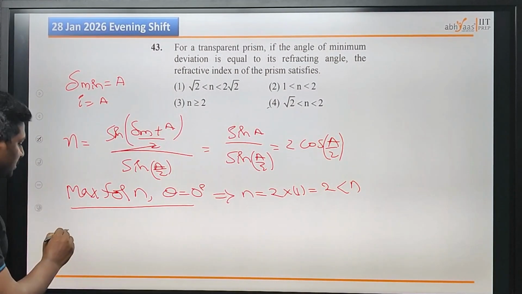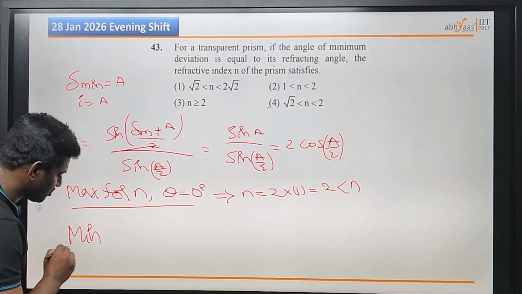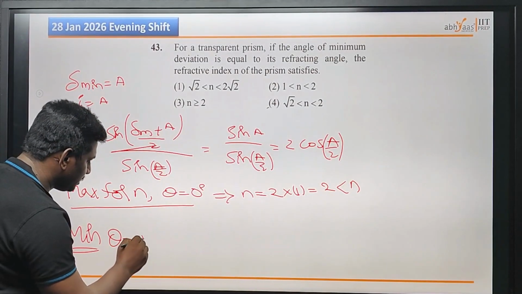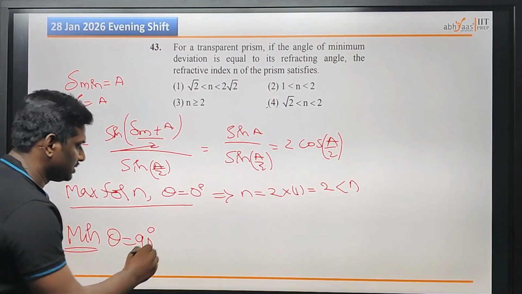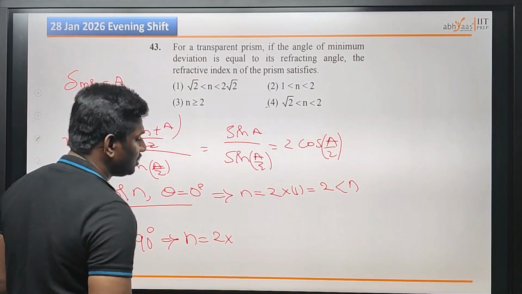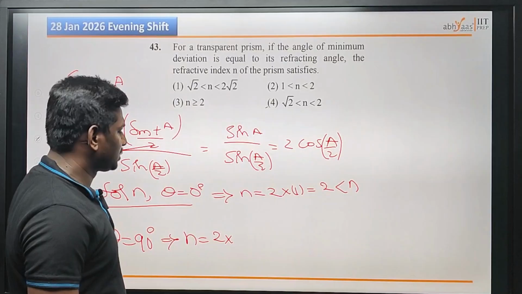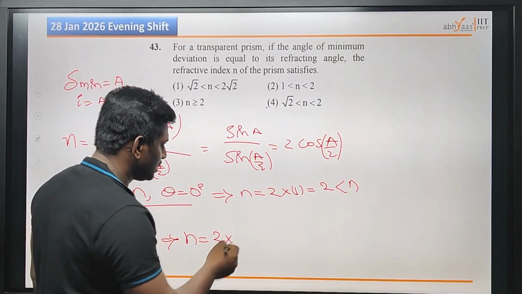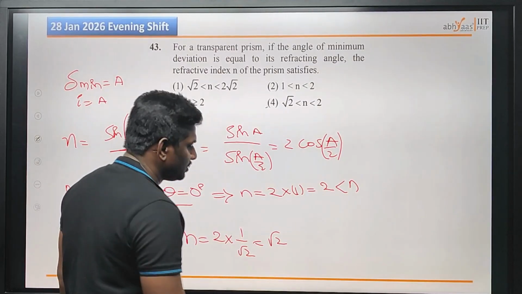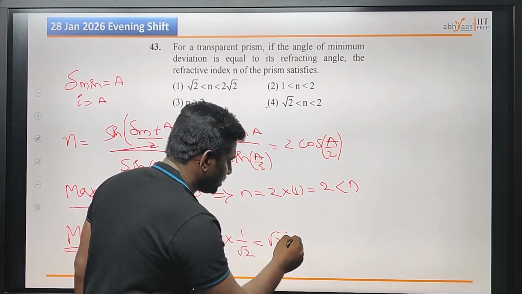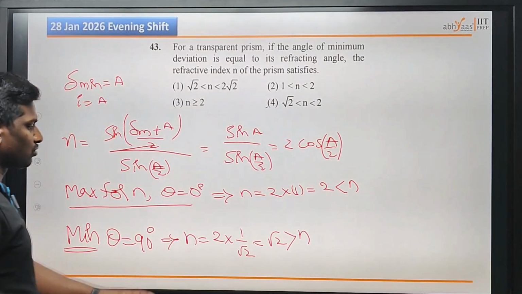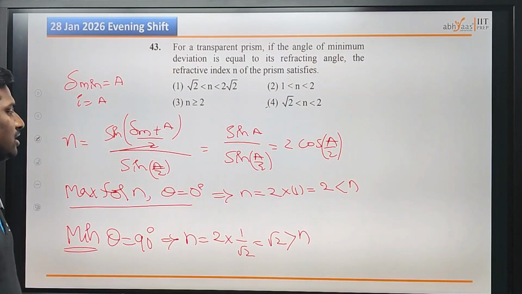Next one, minimum condition. Theta must be equal to 90 degrees. Then n equal to 2 into cos pi by 2, that is nothing but 1 by root 2. You will get root 2. So n must be greater than root 2.